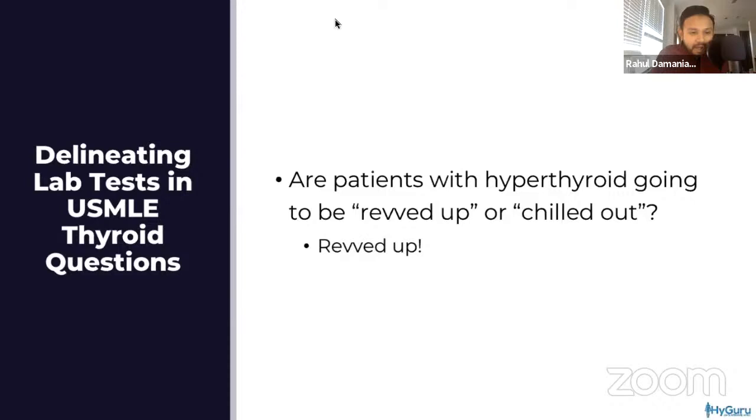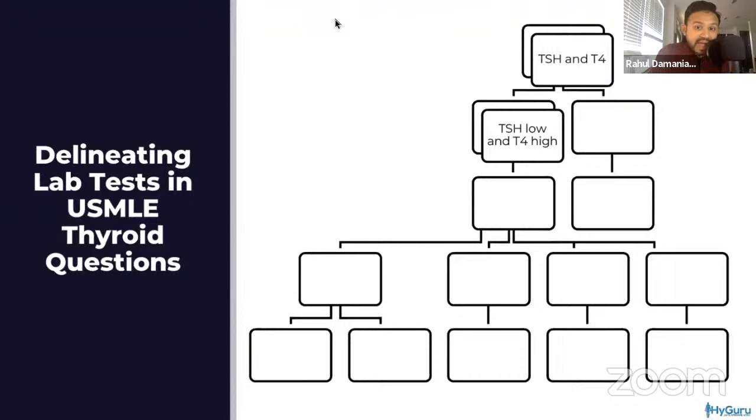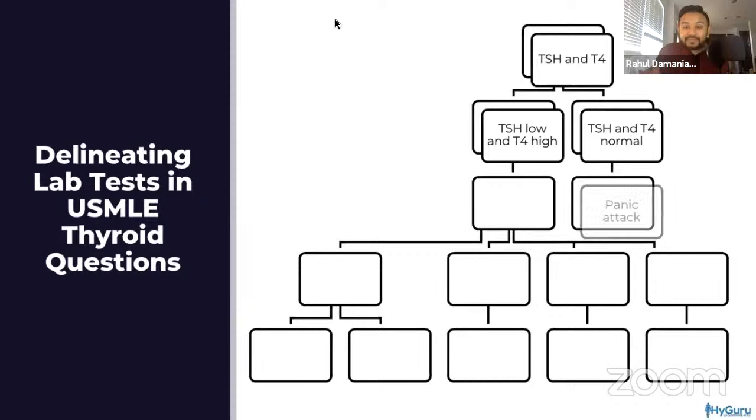Revved up patients. So if you see in your vignette a person who's revved up and you're suspecting hyperthyroidism, let's go through some important laboratory distinctions. So the USMLE will most likely give you a TSH and T4. Obviously, one of the telltale signs of primary hyperthyroidism is going to be a high T4 with a low TSH because of negative feedback. Now, say that you have TSH and T4 normal, well, then go down the route of anxiety, or maybe this is panic disorder.